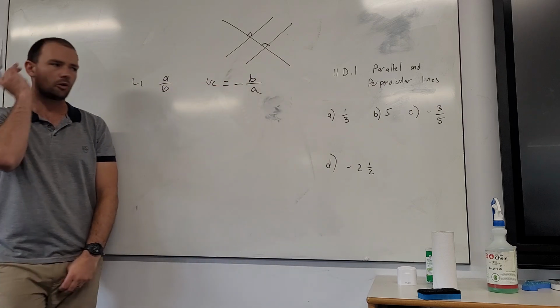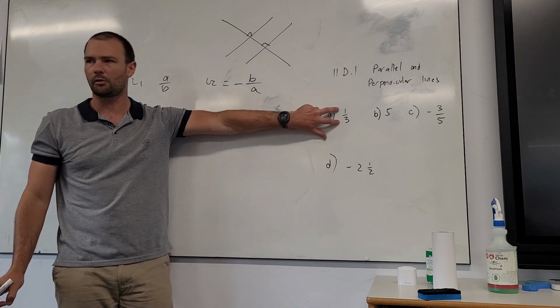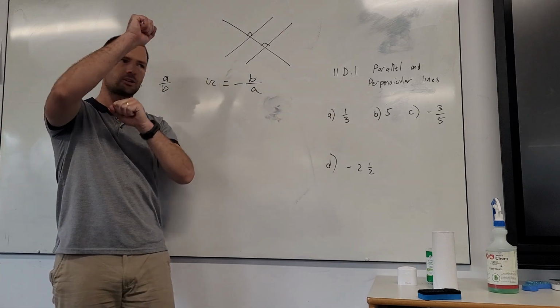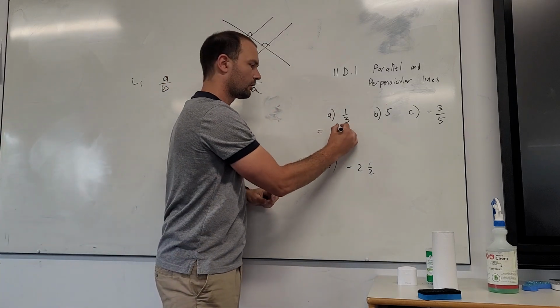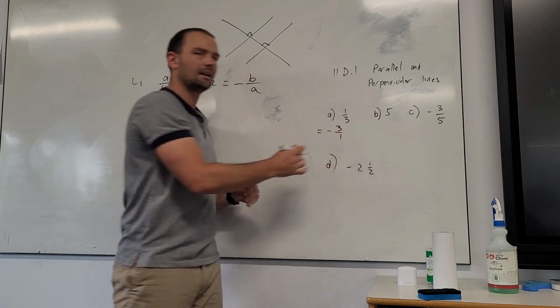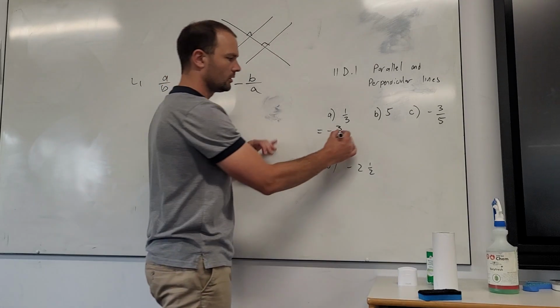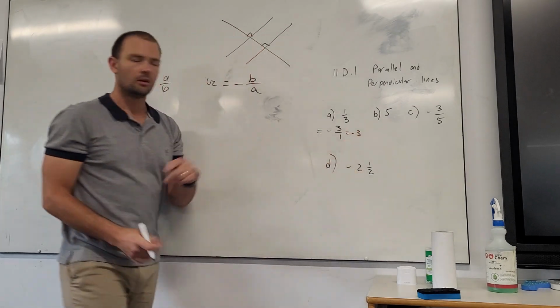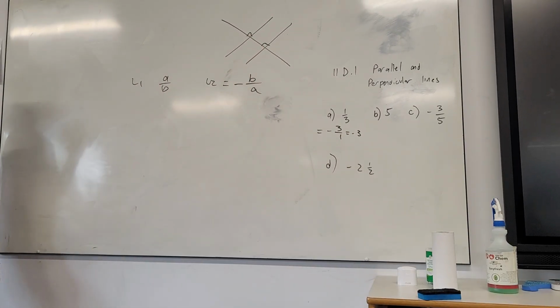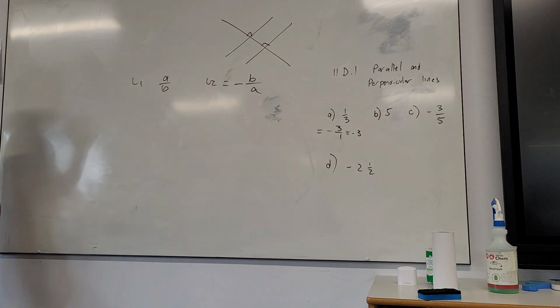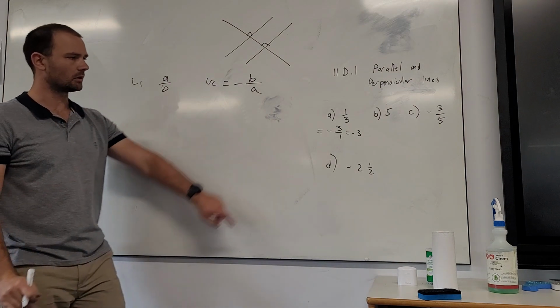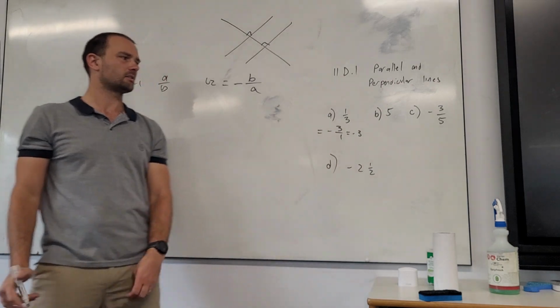So if we want a perpendicular line to 1 on 3, we're going to flip the fraction. It's going to become 3 on 1, and we put a negative in front of it. That's going to simplify to negative 3. So a line with a slope 1 on 3 is perpendicular to a line with a slope minus 3.